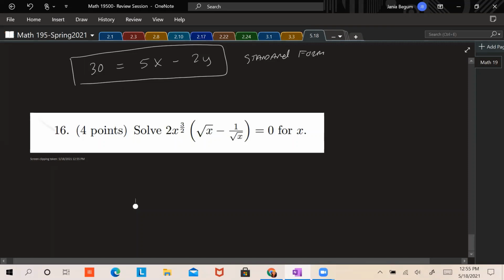Absolutely. Would you start by distributing the 2x to the 3 halves into the parentheses, and then maybe factor out something? So I'm not going to distribute because it's already factored for me. It looks like a times b equals 0, right? It's in that form, so you can think of this as your a and this as your b. So it's already in factored form, and I want to keep it in that form. I don't want to distribute because then it'll be difficult for me to come back to this form. Do you see that, Andrew?